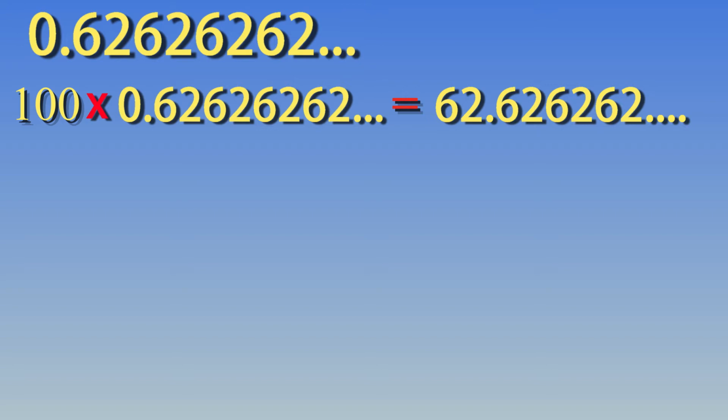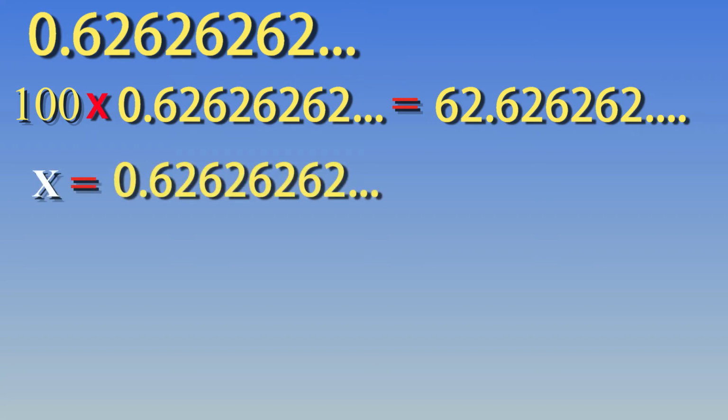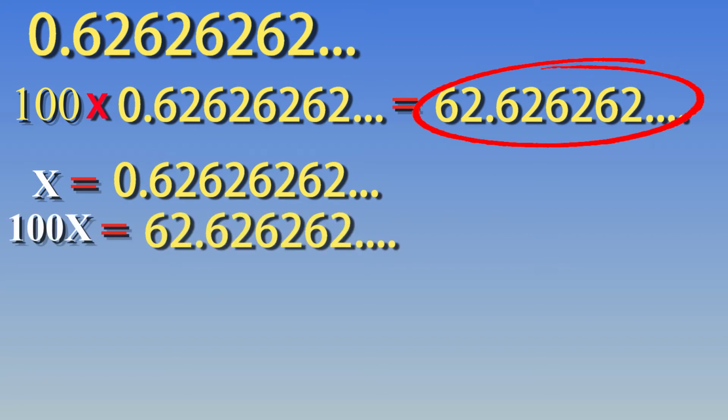In step 3, label the original number with recurring decimals as x. So x equals 0.62 recurring. Now, 62.62 recurring is 100 times 0.62 recurring. So that's the same as 100 times x. So we can label that as 100x equals 62.62 recurring.